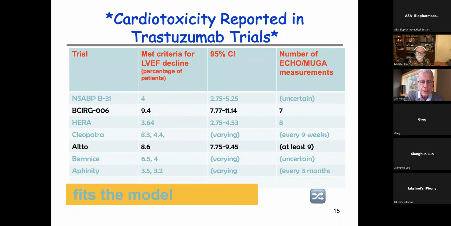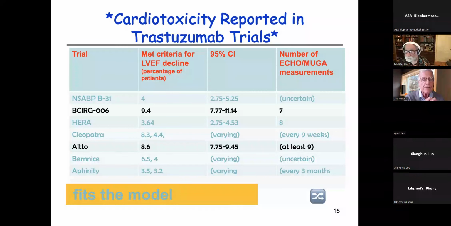We did a computer simulation of thousands of patients, and there were two sources of variation. One was clinical source, and the other was errors in measurement of the echo instrument itself. And we found that the false positives would be at 3.6% with a narrow variance. And so what Michael is pointing out now is, if you look at the 95% confidence interval, 3.6% falls within it. Now you have the 9.4 and the 8.6 in those two important trials in the second column, but those are where they measured LVEF either 7 times or at least 9 times. The more times it's measured, the more likely it is to get a false positive.